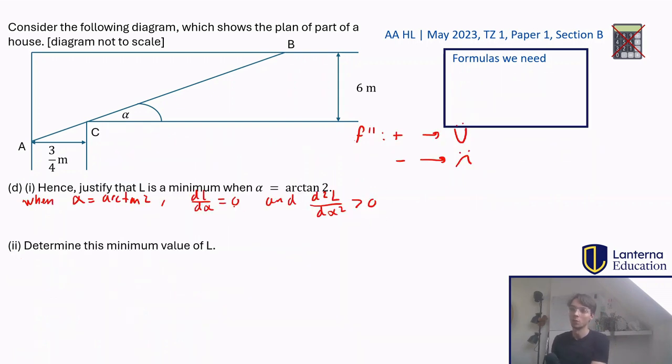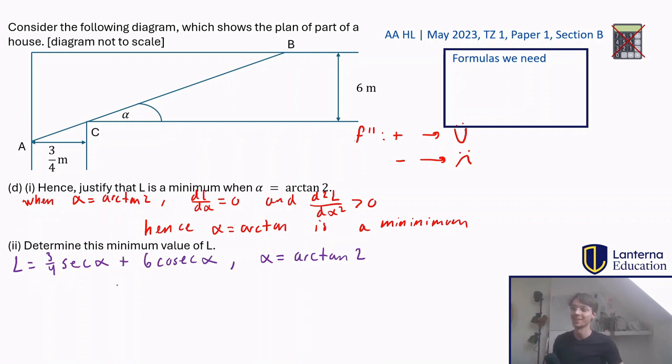That was positive, so when the first derivative is zero and the second derivative is positive, we could say hence alpha equals arctan 2 is a minimum. Okay. Now we need to determine this minimum value of L. Well, then we just need to plug that number into our original equation. So let me just quickly write all of that out.